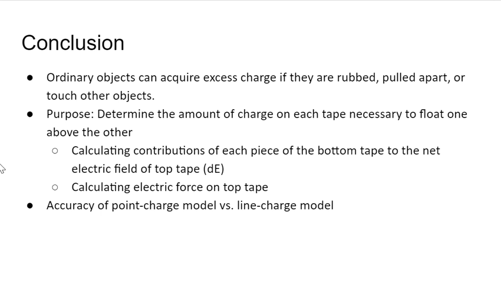And so, in conclusion, ordinary objects can acquire excess charge if they are rubbed, pulled apart, or touch other objects. And the purpose of this lab was to determine the amount of charge on each tape necessary to float one above the other. This was done by calculating the contributions of each piece of the bottom tape to the net electric field of the top tape, which is known as dE, and then we could calculate the electric force on the top tape from those values. And so another important takeaway from this lab was seeing the higher accuracy of the line charge model as opposed to the point charge model.